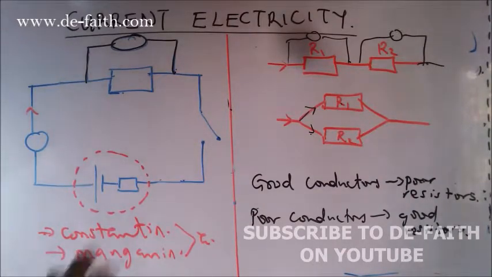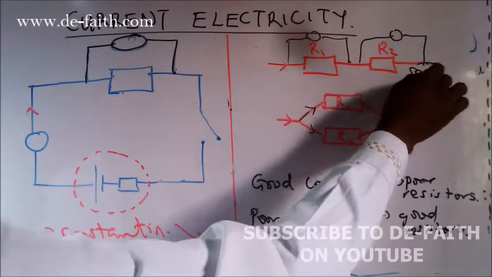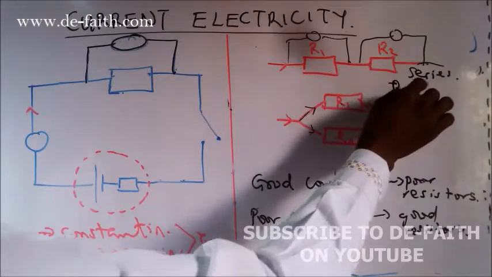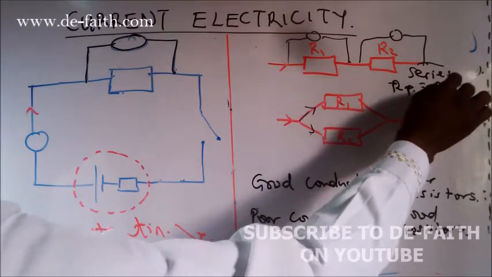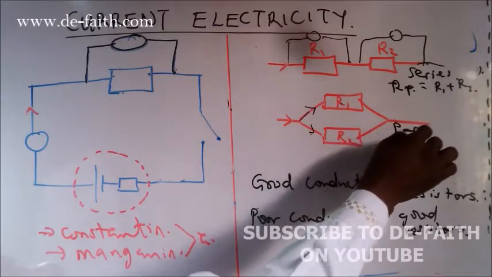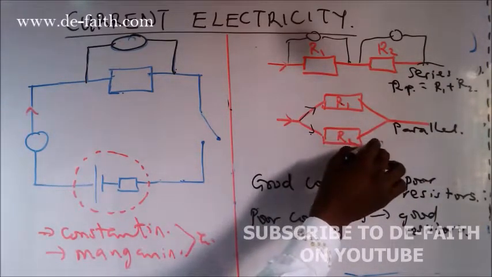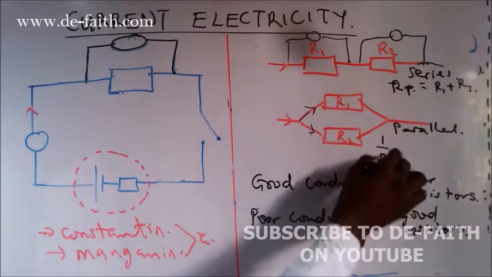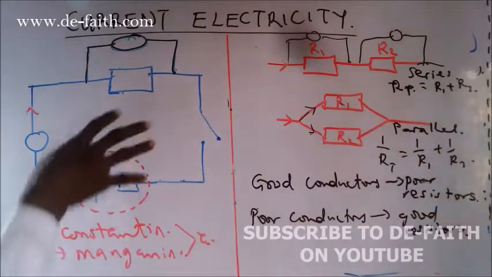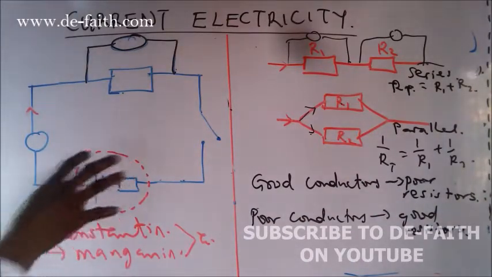Now, another thing is that when you have resistors connected like this, we call this a series connection. In this series connection, you can get total resistance by adding R1 plus R2. And for parallel, you can get the total resistance by having 1 over RT equal to 1 over R1 plus 1 over R2. Looking at this particular circuit over here, we've brought in something different.